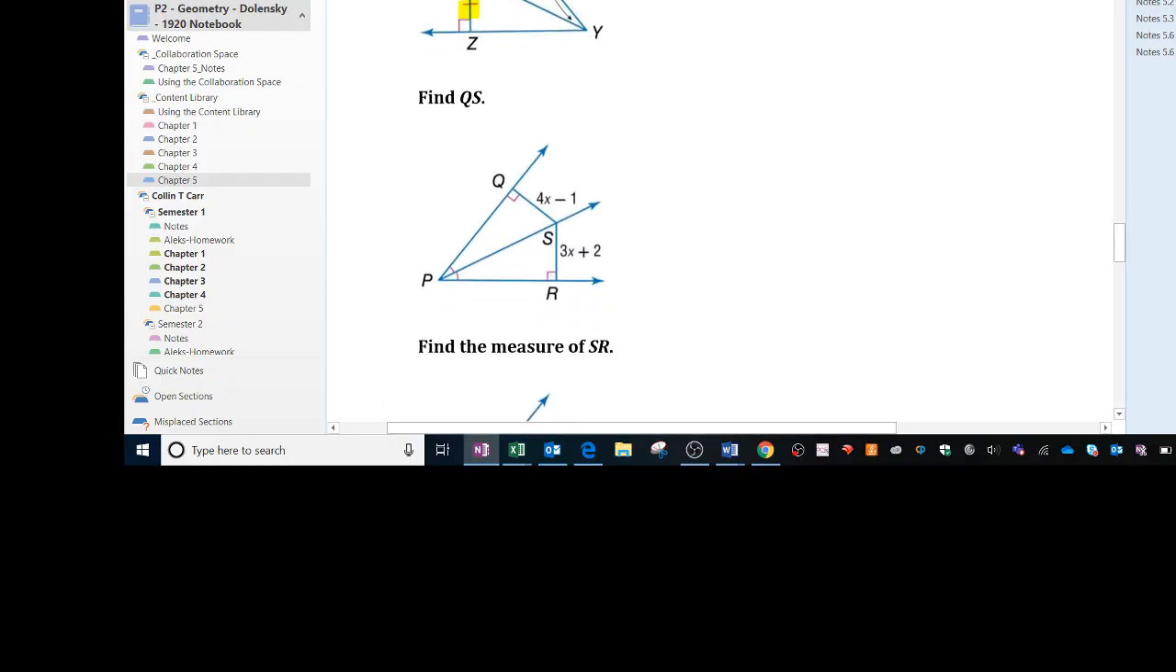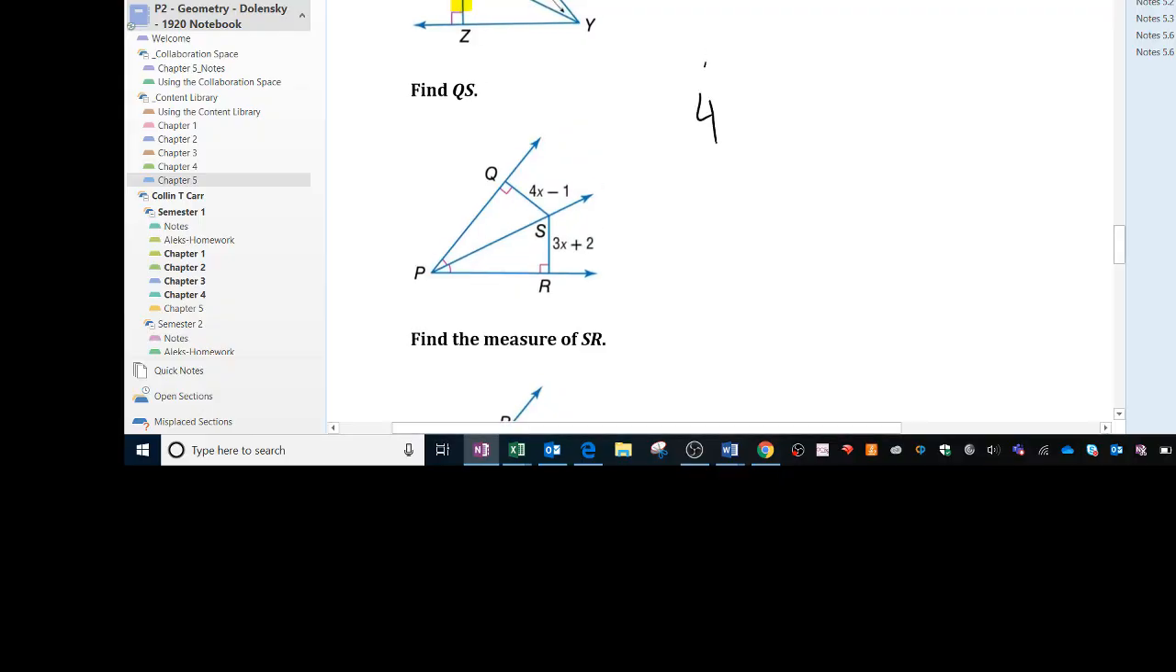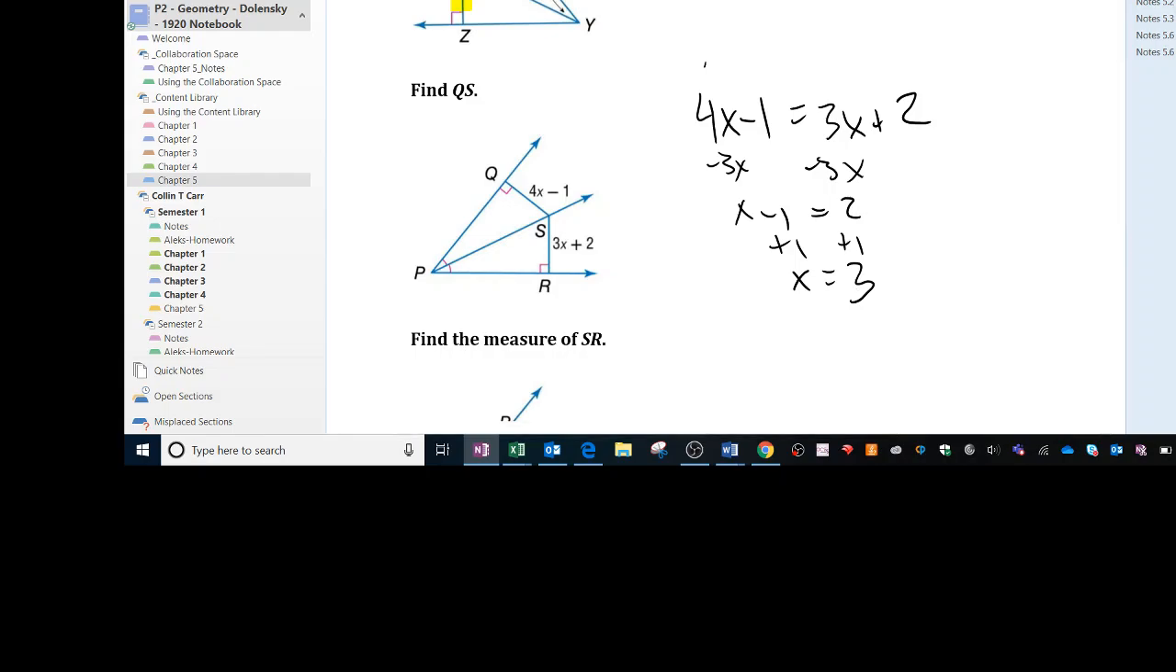And again, the last one, QS, we're going to solve by going 4x minus 1 equals 3x plus 2. We're going to solve. And again, it says find QS. So we're going to take that 3, plug it in.